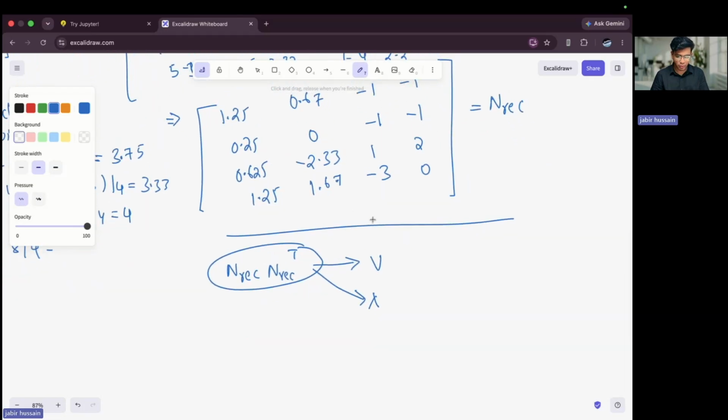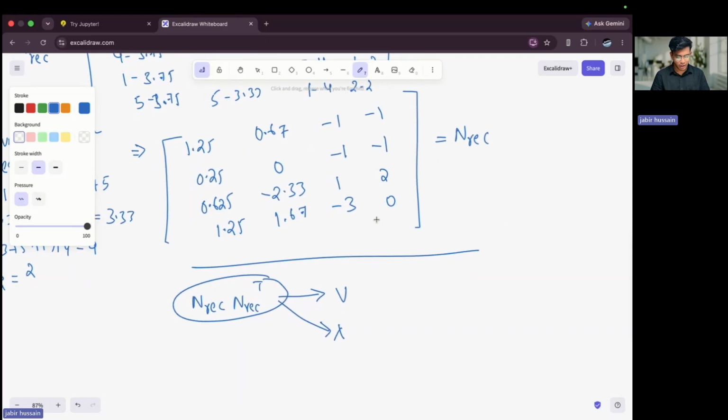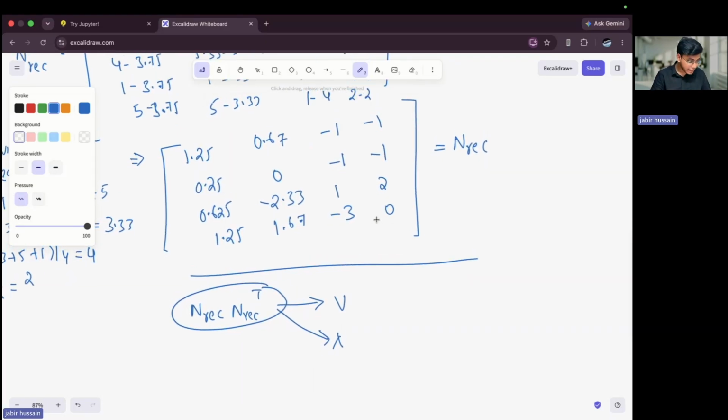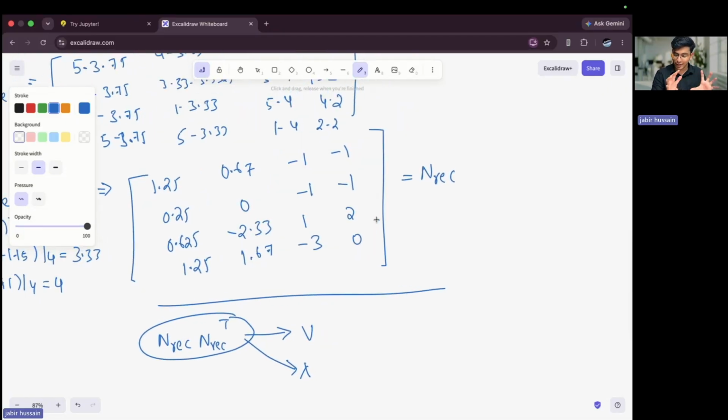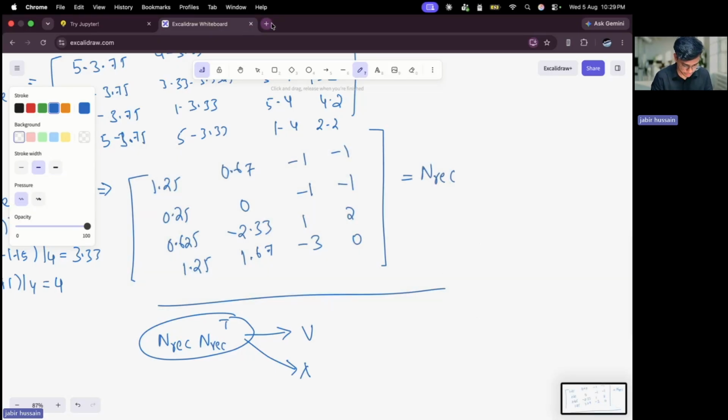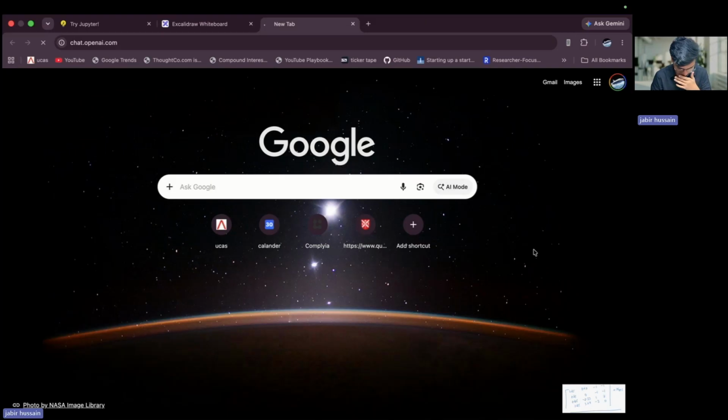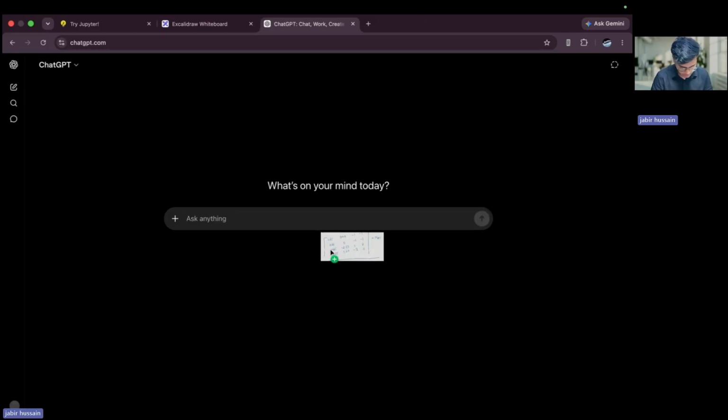For now, I'll take a screenshot of this matrix and give it to ChatGPT and ask it to give me V, the eigenvectors and eigenvalues for the given matrix, because I don't want to do a lot of calculations. So I'll just take a screenshot of this and put it here in ChatGPT.